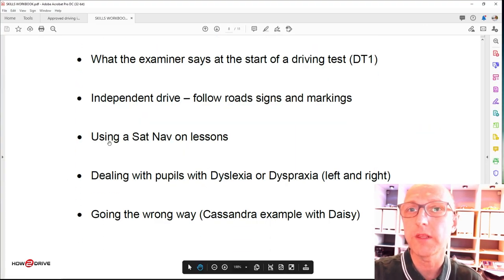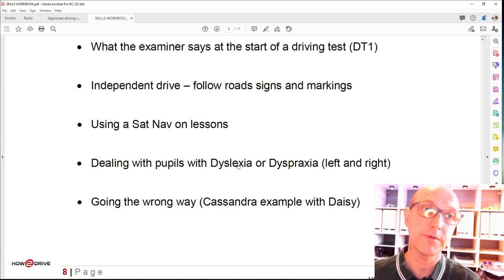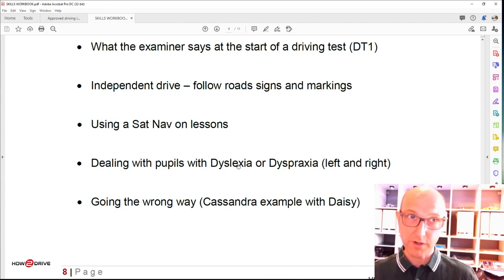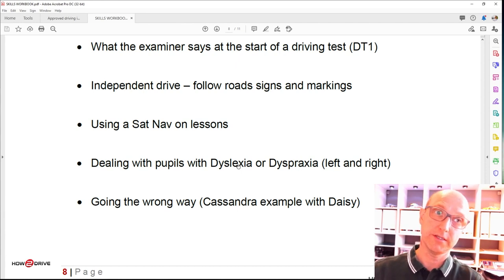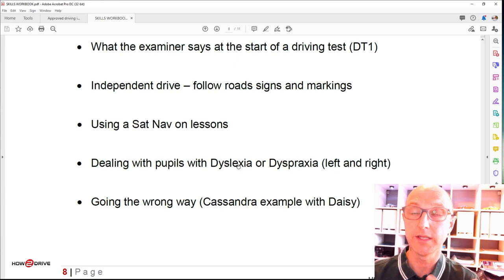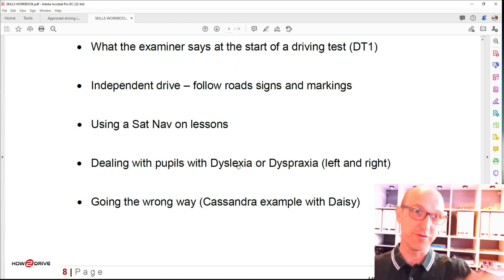Okay, so we've talked about using sat nav. Dealing with pupils with dyslexia or dyspraxia. So pupils might get muddled up with left and right, and there are things you can do to help them. So really good ideas, if they do get muddled up with left and right, you can colour code the sides of the steering wheel, maybe get a bit of blue tape for left, a bit of red tape for right. And so you could say to your pupil, okay, Howard, I'd like you to take the next left, that's blue on the steering wheel.